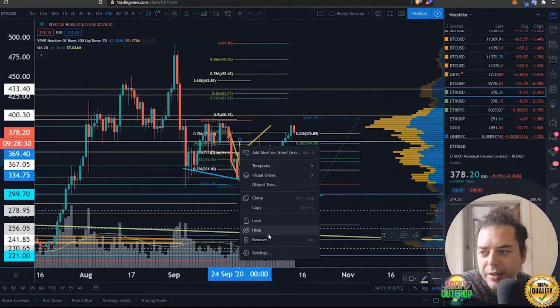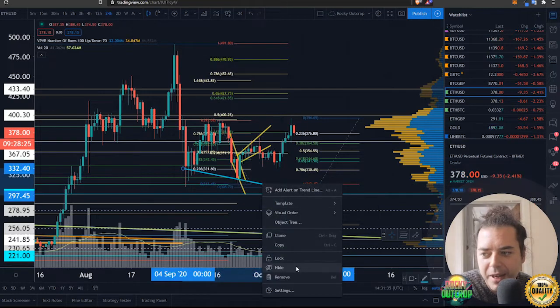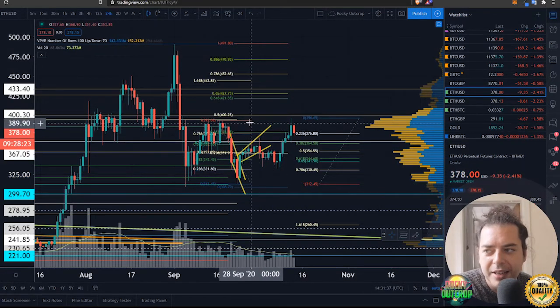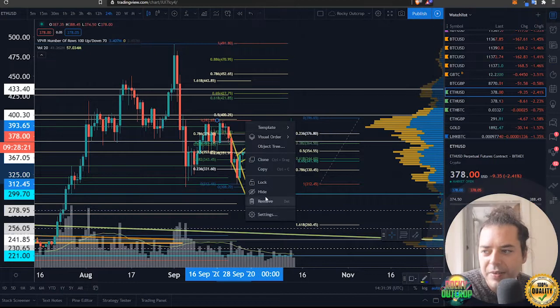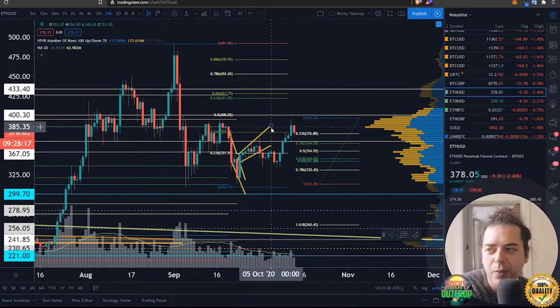Remove that measuring stick there, and I'll hide this because I can always put this back on again if I want to see it at a later date. And instead, let me just get rid of a couple more of these as well. So that's really kind of where we find ourselves.